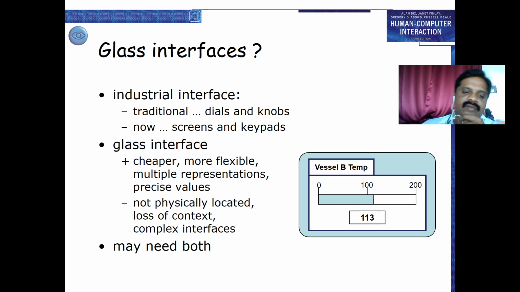In glass interface, we are having both positive and negative. The positives are it is cheaper, more flexible, multiple representations, perceived values. The negatives are not physically located, loss of context, complex interfaces. So, but we need both. We need both a positive and a negative, as well as an industrial interface, as well as a glass interface for our interaction.